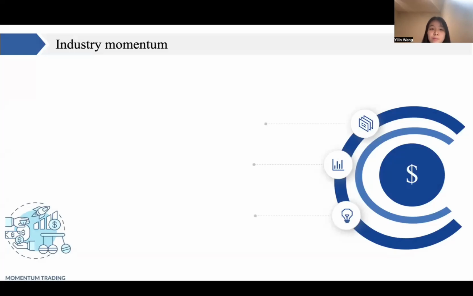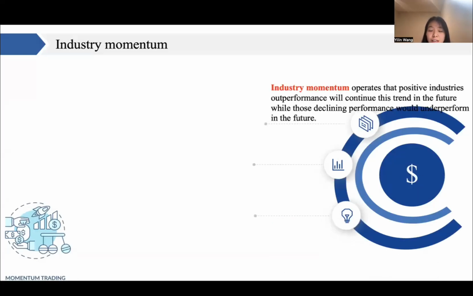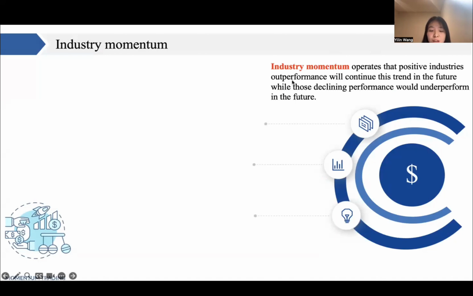Well, today we'll talk about industry momentum. Here is the definition of it. This strategy focuses on the return data of 30 industries and its market return to analyze the scenario.